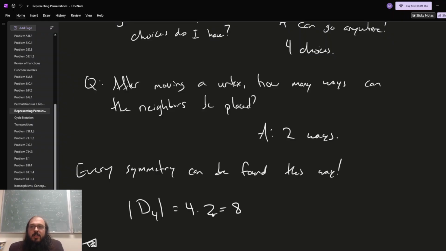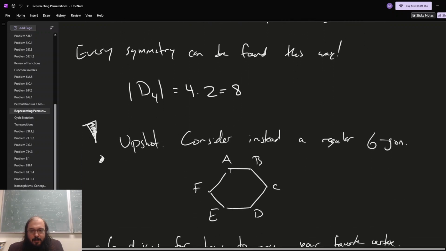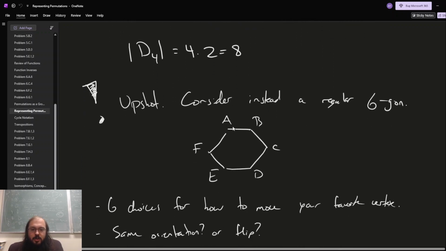Moreover, if I was doing this with a bigger shape, like a hexagon, the same logic would still be true. After I place my vertex A, I would have 6 choices for where that goes, and then I have to decide what to do with the neighbors. If I decide that B should go to the right of A, then the same logic applies to C, because B has neighbors A and also C. If A is to the left of B, C is not to the left of B, C is to the right of B. And so that tells me where C goes. And then C tells me where D goes, and so on.